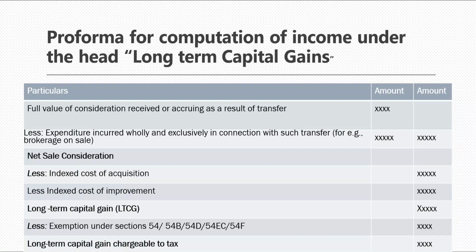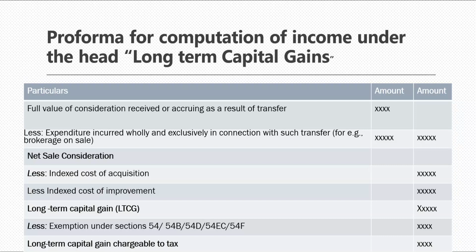30%. Now, if you come to a long-term capital gain, then you take the value at which you sold, minus the expenditure which you have incurred on the cost of acquisition by selling the property. So that will become your net sale consideration less indexed cost of acquisition less indexed cost of improvement. So it is called long-term capital gain.